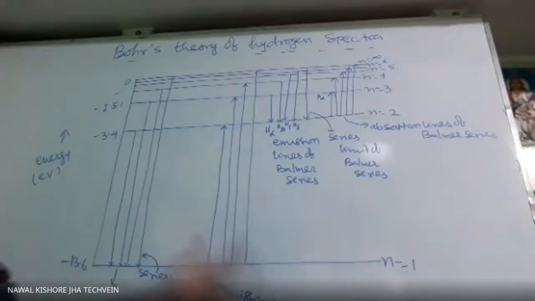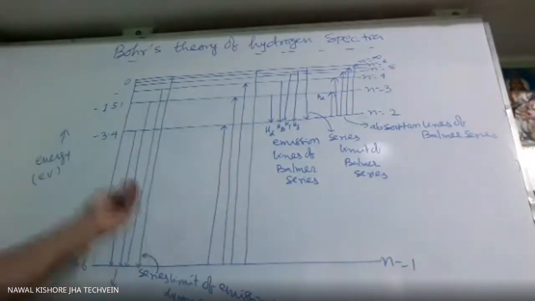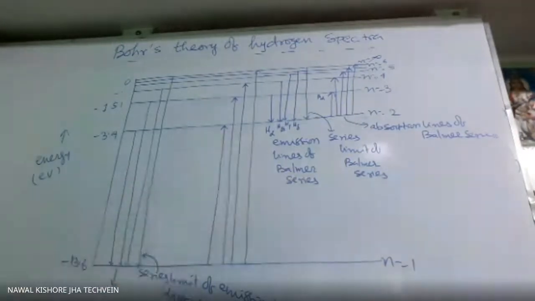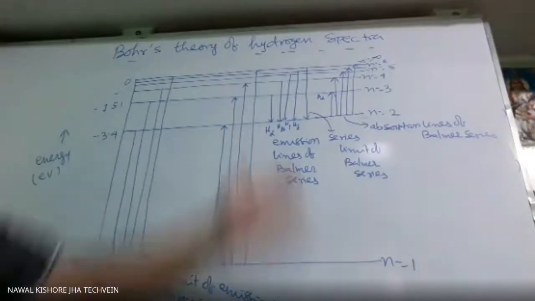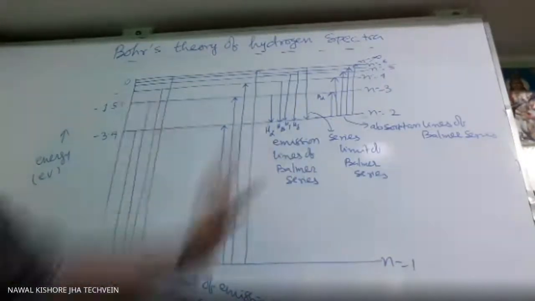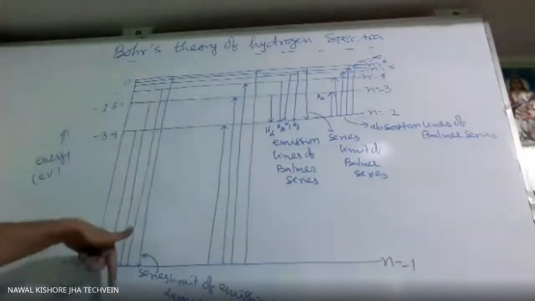Lyman, Balmer, Paschen, Brackett, Pfund, whatever it is, asked accordingly. Generally, these two are asked, either emission or absorption. Sometimes you will be asked two emission lines of Lyman and three absorption lines of Balmer. Then on the same energy level diagram, we have to show both. Emission line means arrow mark down, absorption line means arrow mark up.